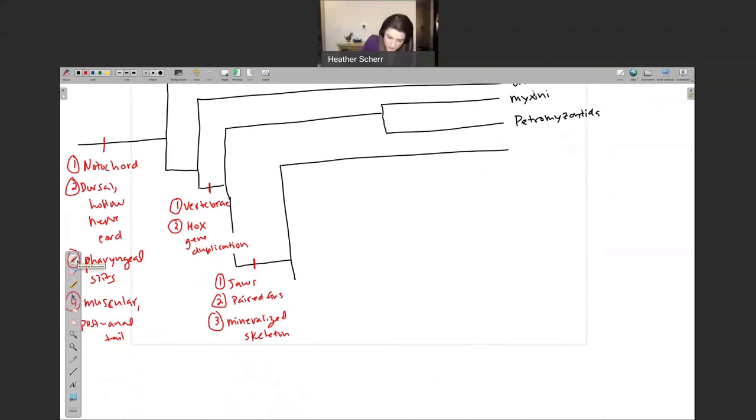Along this lineage here, we actually have the skeleton evolve into a cartilaginous skeleton. Special characteristic along that line. Those are cartilaginous fish or chondrichthyes. Ichthys is always fish. Chondro is cartilage. Chondrichthyes, the sharks, rays, skates, chimeras, aka ratfish.